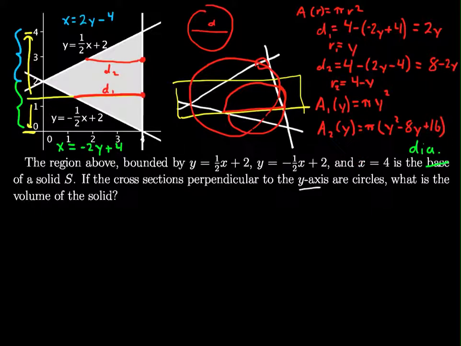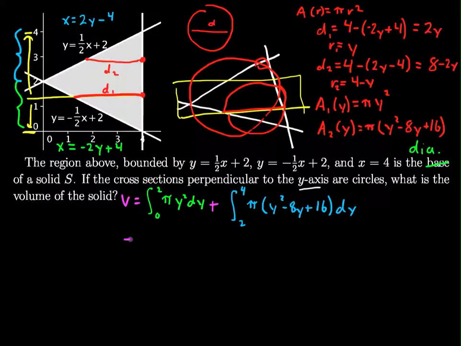Okay, and now we know that the volume of this entire figure will be made up of the sum of the integral from 0 to 2 and the integral from 2 to 4 of the respective area functions. So volume equals the integral from 0 to 2 of pi y squared dy plus the integral from 2 to 4 of pi times y squared minus 8y plus 16 dy.